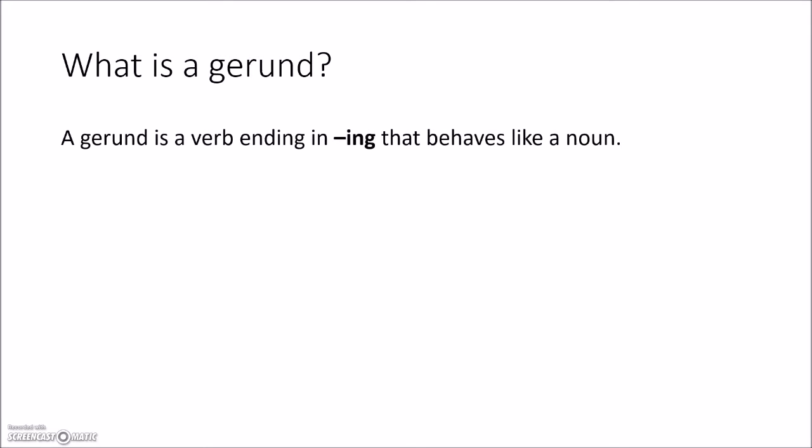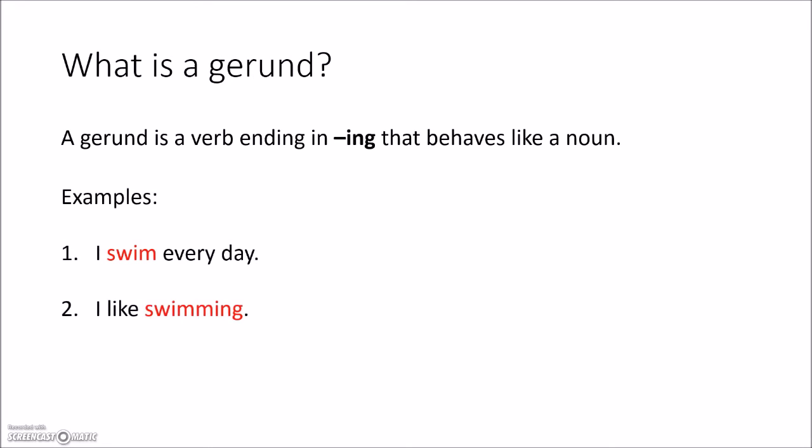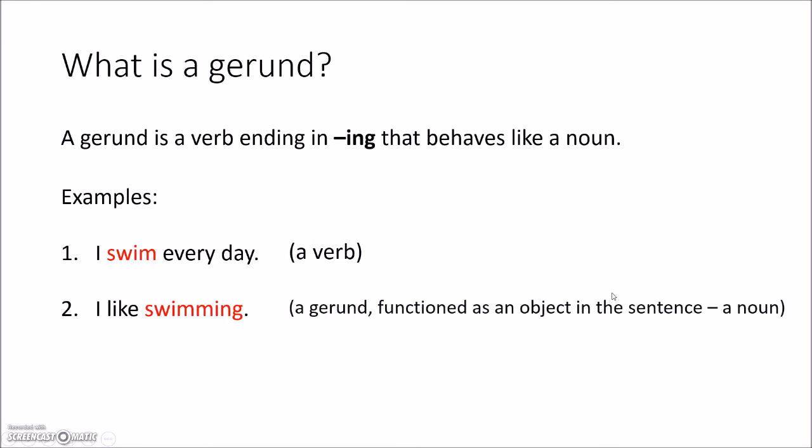A gerund is a verb ending in ing that behaves like a noun. For example, take a look at the two sentences. I swim every day. I like swimming. For the first sentence, swim is the main verb of the sentence. But for the second sentence, the word swimming is not the main verb. The word like is the main verb of this sentence. So the word swimming here is actually an object. It functions as an object in this sentence, and it is a gerund.